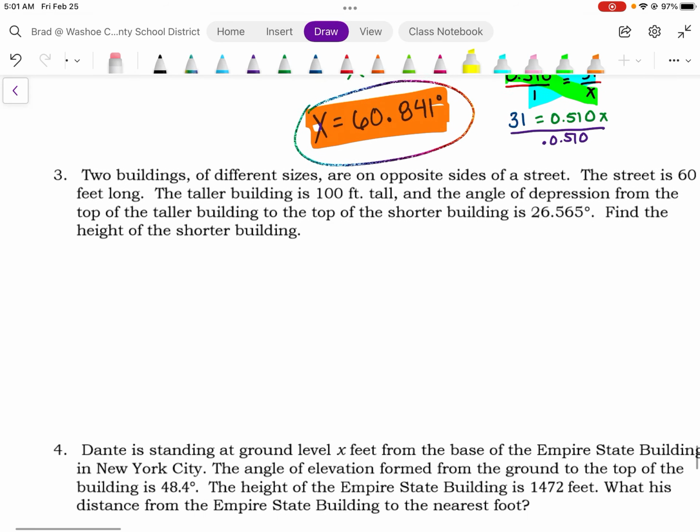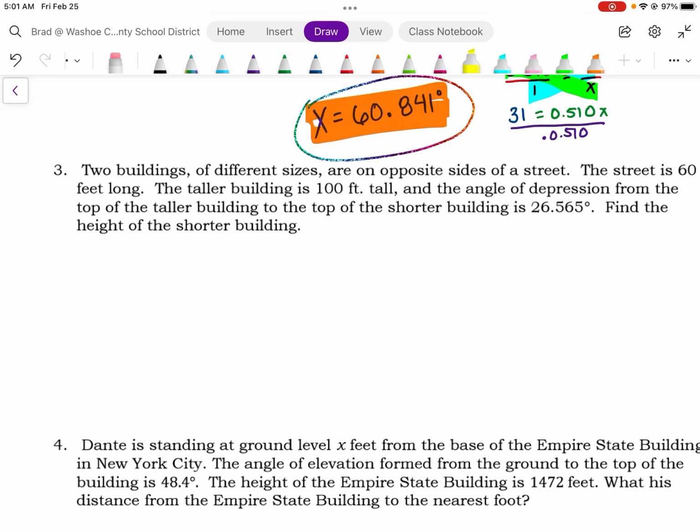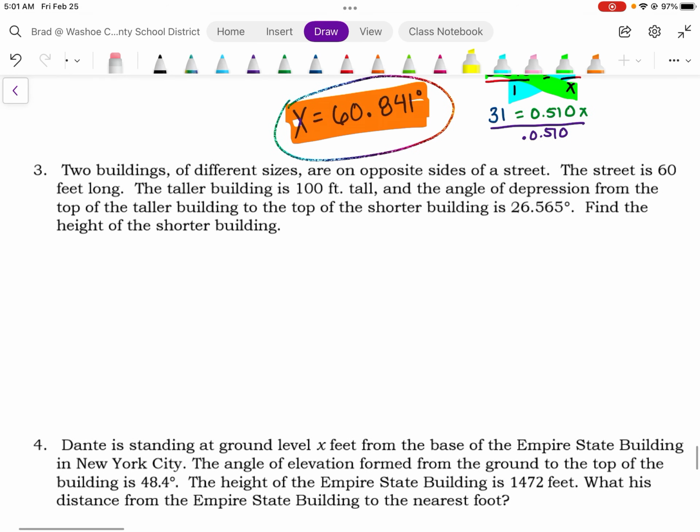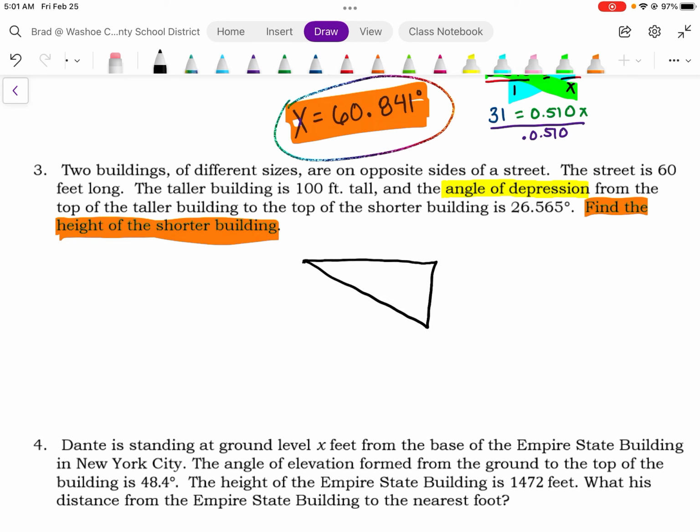Oh my goodness gracious, this one looks like we have two buildings on different sides of the street. Lordy. So what I do see though is I see angle of depression. So that helps me. That tells me what kind of triangle I'm going to draw. Okay. And our answer on this one's kind of saucy, is we're going to find the height of the shorter building. Okay. So angle of depression implies that I'm going to do this triangle right here.